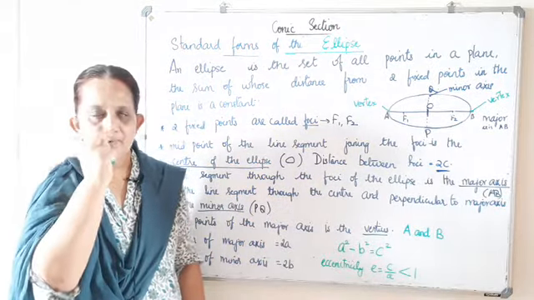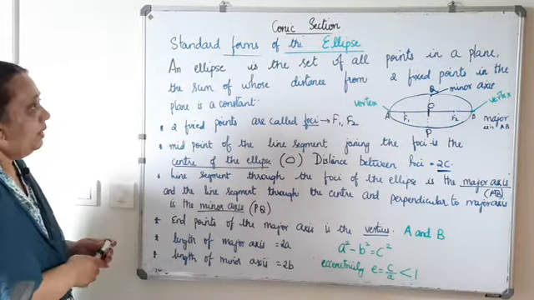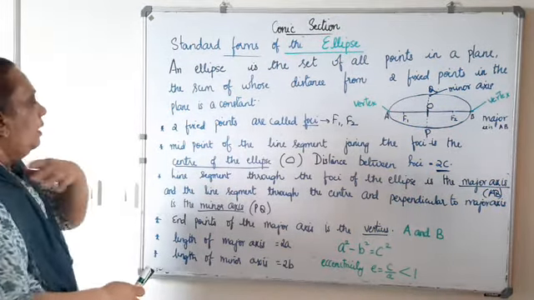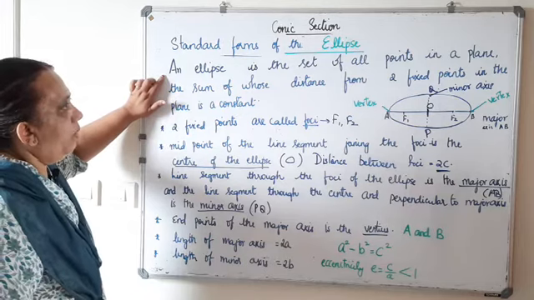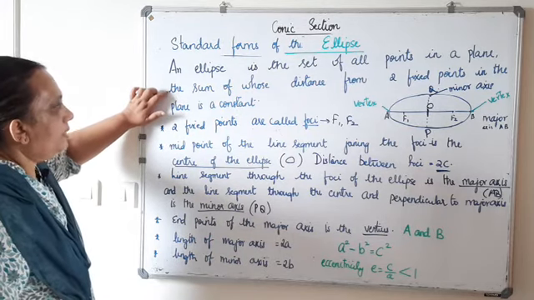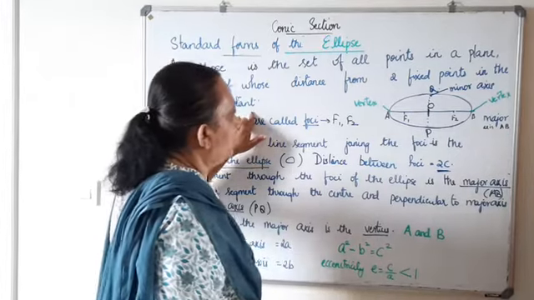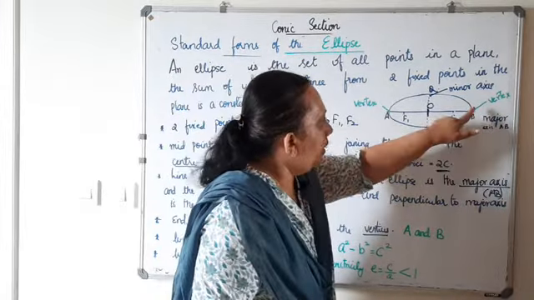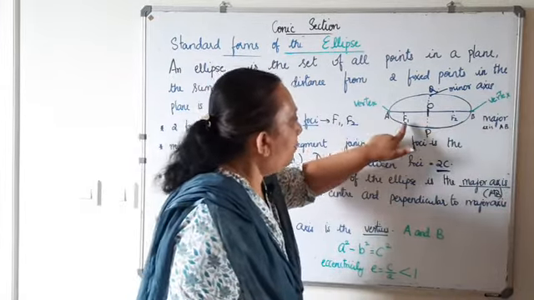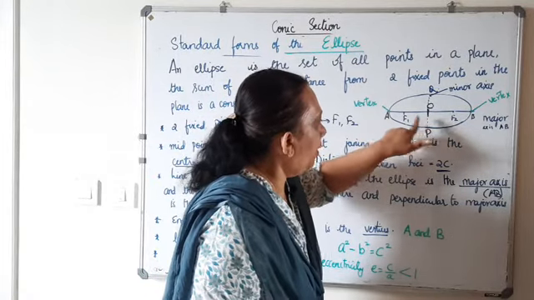So once again we will read the definition. An ellipse is a set of all points in the plane, the sum of whose distances from two fixed points in the plane is a constant.